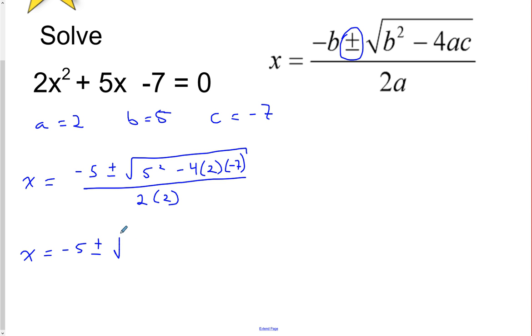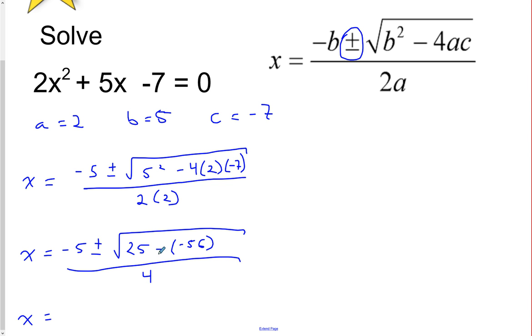Okay, let's simplify a little bit. Let's take care of some of this stuff in here. 5 squared is 25. And 4 times 2 times -7, that's -56. So I'm subtracting a negative number. That's going to be the same as adding. So I want to make sure I notice that. Subtracting a negative number, that's the same as adding. So I've got my -5 plus or minus the square root of 25 plus 56, that's going to be 81.